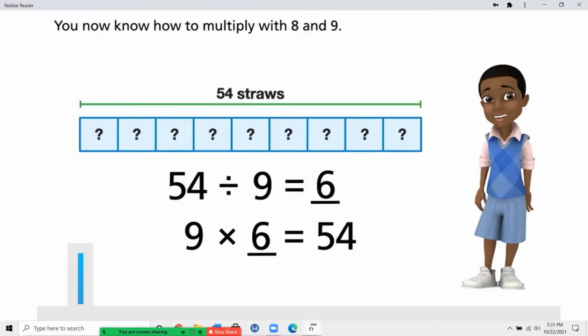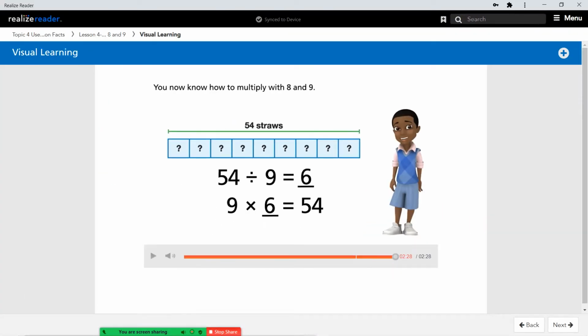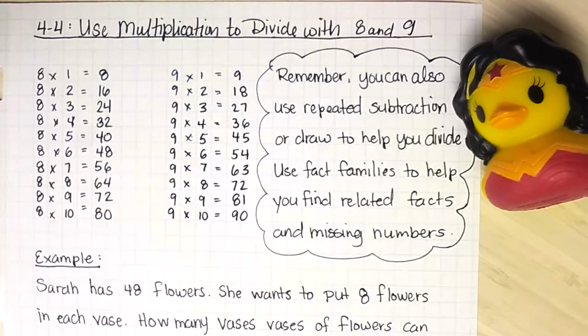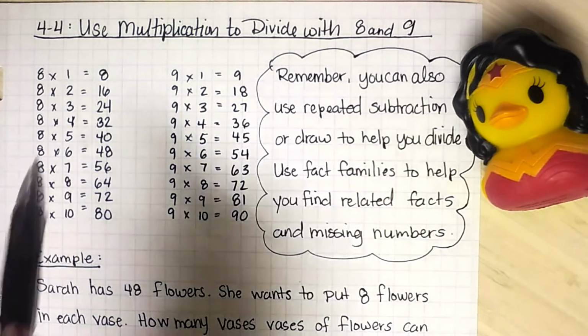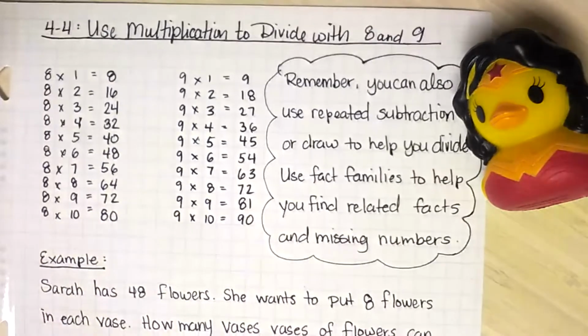All right, let's go ahead and get into our notes. Now, our notes for this week, we're working again with multiplication facts for 8 and 9. Remember to use the facts that you know. If you get stuck on something and you're not sure, you can use your repeated subtraction, or you can draw to help you divide. Also, remember to use your fact families to help you find any related facts and missing numbers. So I wrote out our 8 facts and our 9 facts. You're going to copy these into your notes as well.